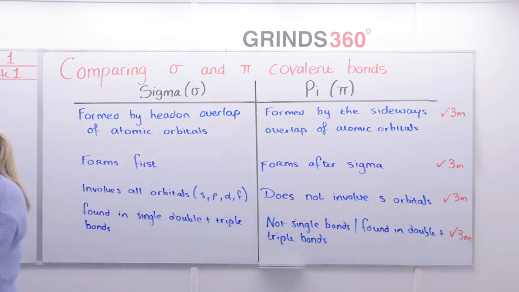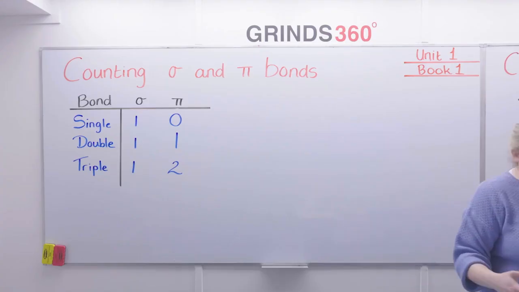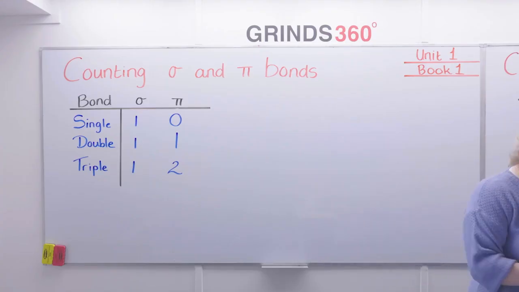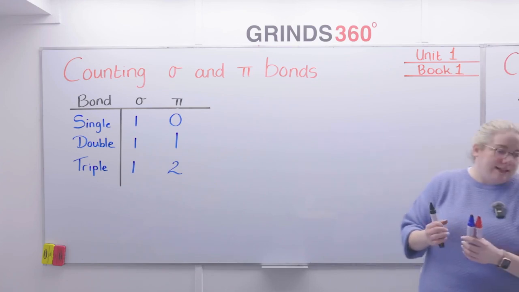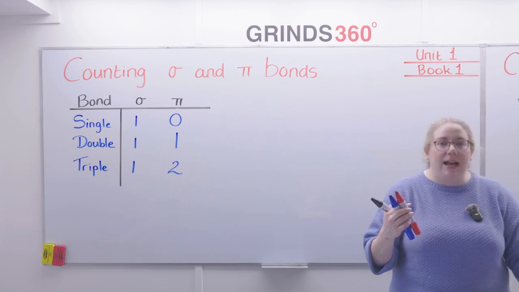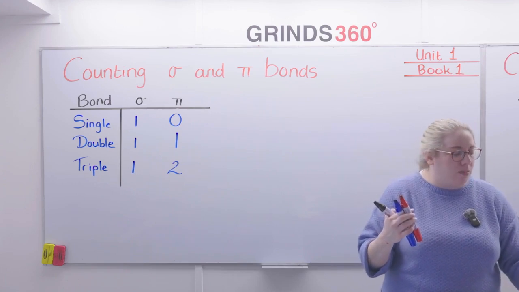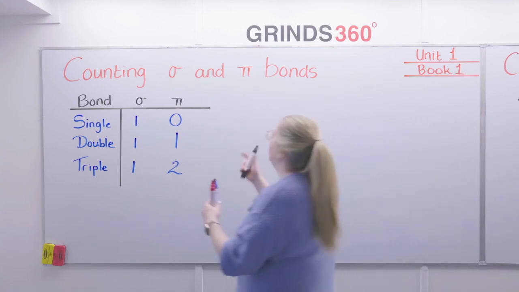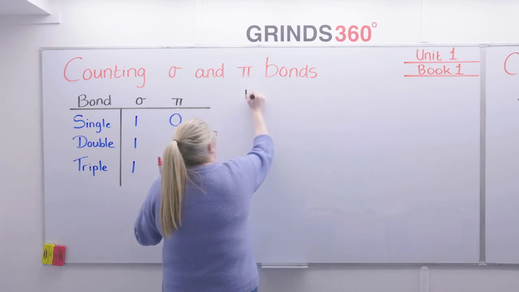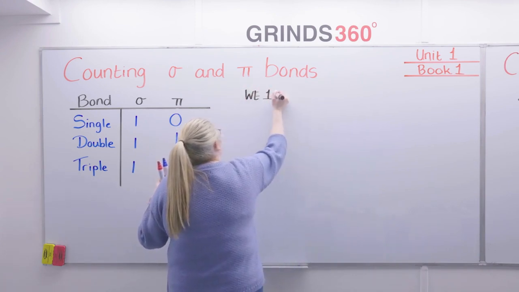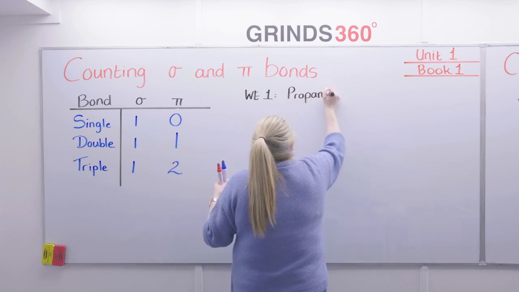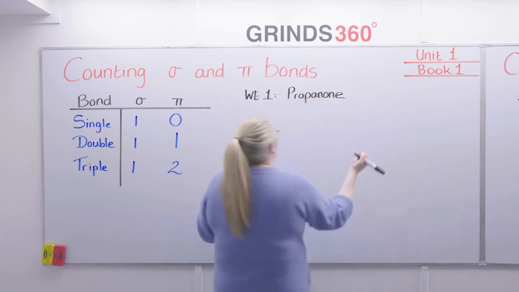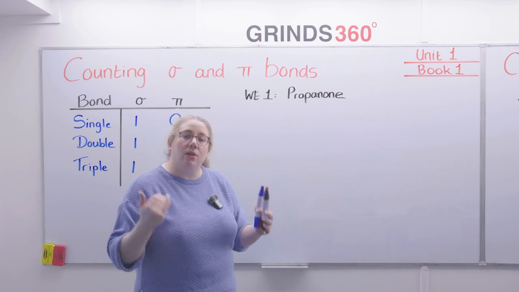Now, the next thing that we need to have a look at is to be able to count sigma and pi bonds in a molecule. So for this one, we're going to go through the worked example number 1 on page 124. It says, give the number of sigma and pi bonds in the propanone molecule shown on the right. Now, at this stage, I don't expect you to be able to draw propanone. However, once you do organic chemistry, you absolutely will be able to draw this for yourself. It's called a ketone.